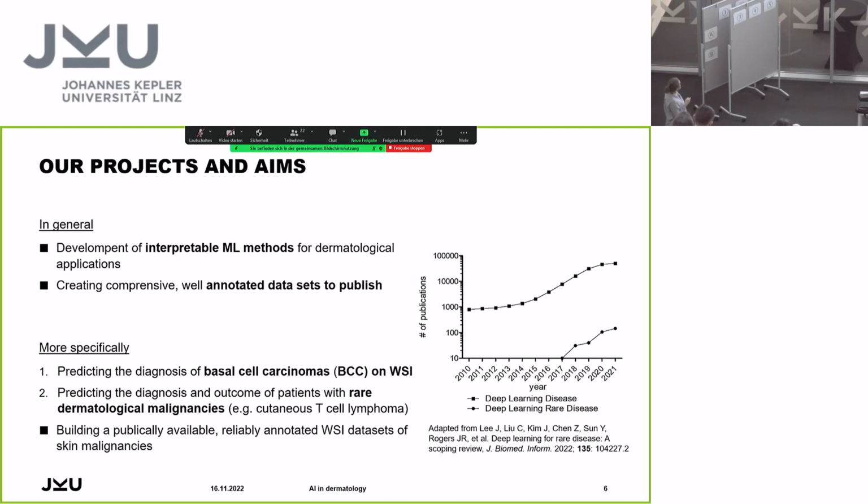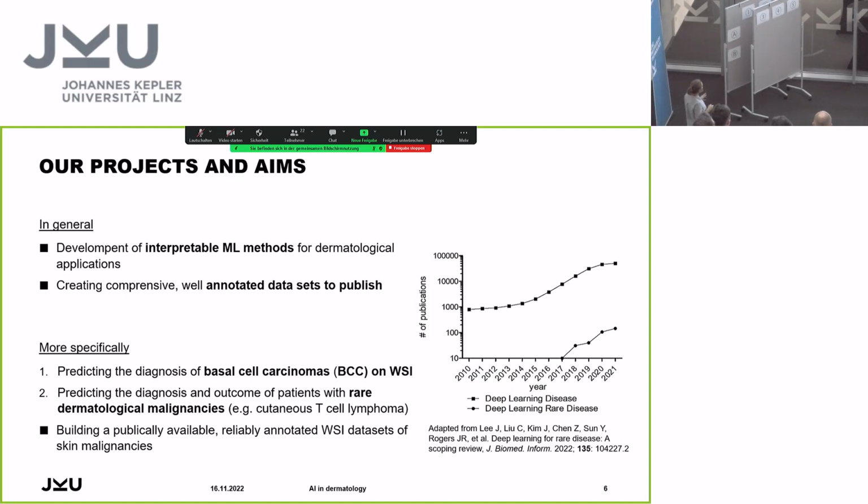And the second aim of our projects is to create well-annotated datasets that are also published and can be used by the community to develop different kinds of machine learning methods. So more specifically, we have 2 projects at the moment in this field. One aims at diagnosing basal cell carcinomas, BCCs, in whole slide images. And the second one aims to diagnose rare diseases in whole slide images, specifically cutaneous T-cell lymphomas.